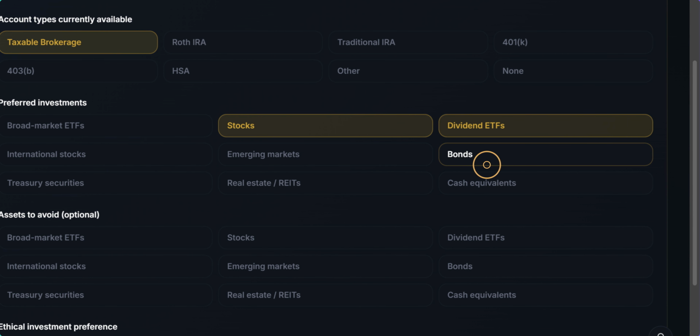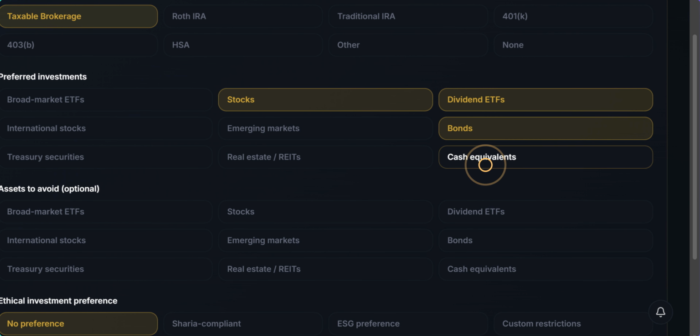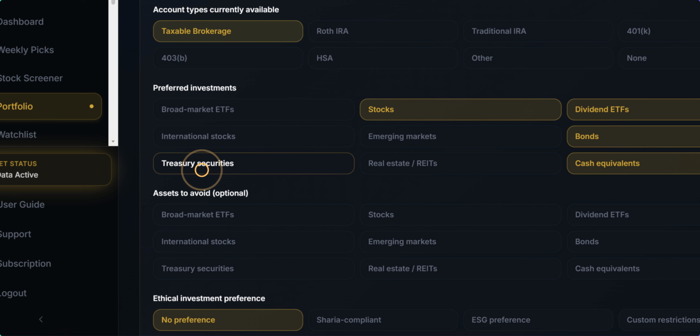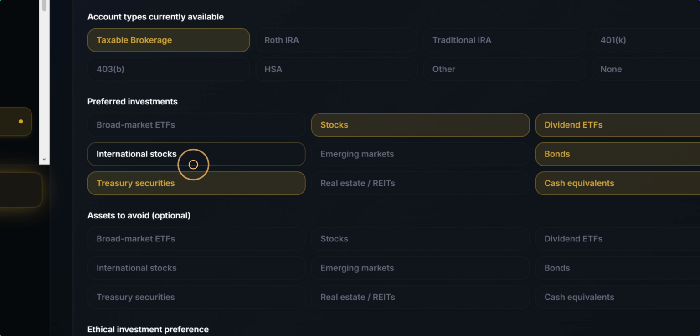Including bonds adds a layer of fixed income stability to your asset allocation. Choosing cash equivalents keeps a portion of the portfolio highly liquid and secure. Selecting Treasury securities incorporates low-risk government backing into your asset mix. Adding international stocks provides global diversification outside of your home market.